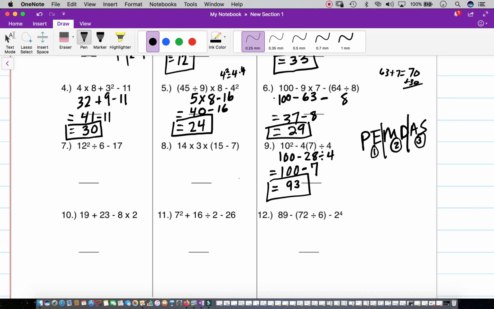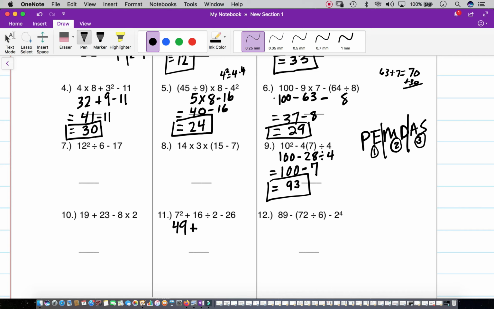For number 11, I have 7 squared plus 16 divided by 2 minus 26. So what would I start with? 7 squared, which is 7 times 7. So what's 7 times 7? 49. Bring my plus down.